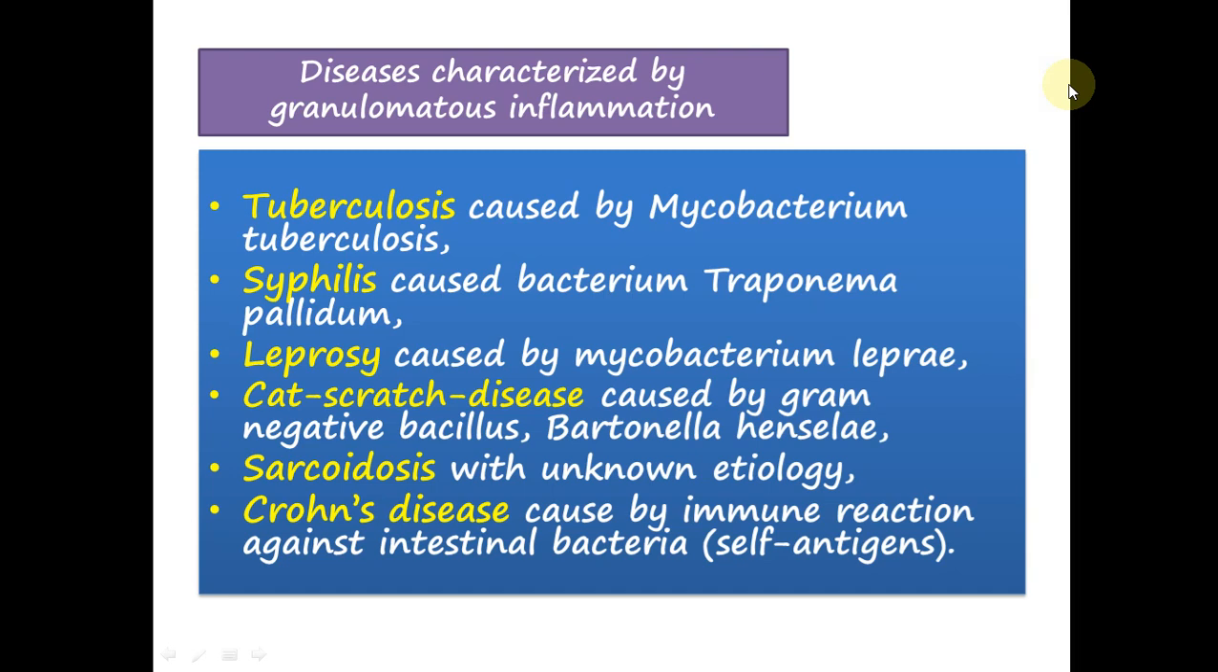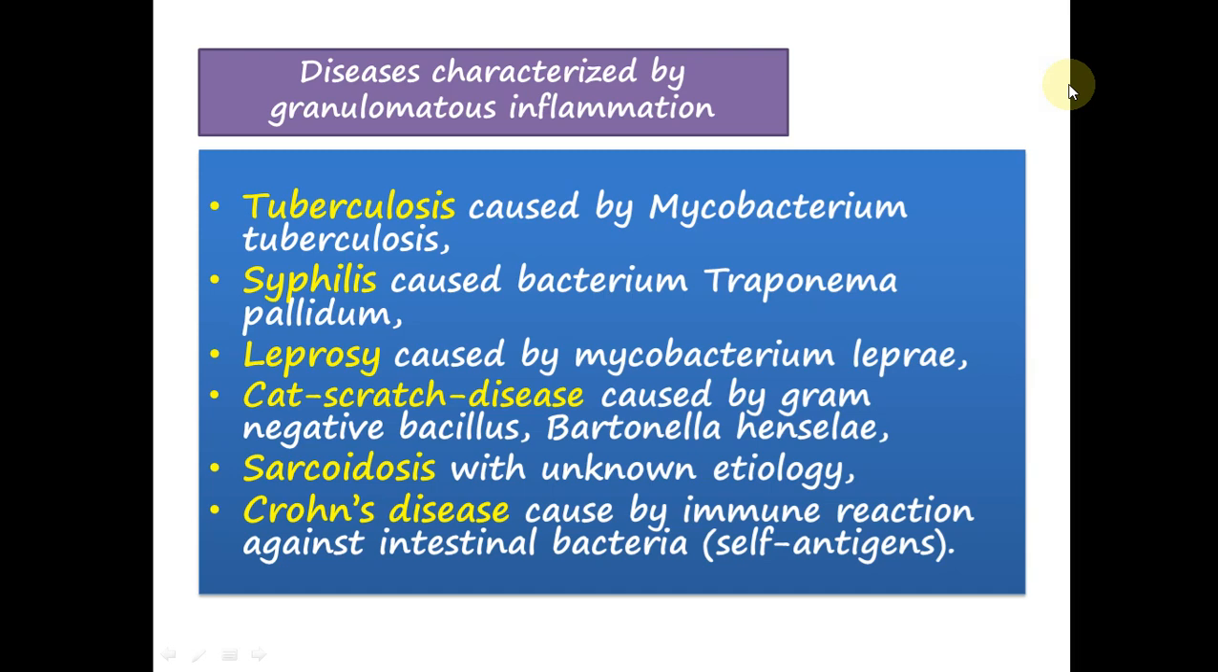The sixth type of granulomatous inflammation is Crohn's disease. Again, Crohn's disease is caused by an immune reaction against the self intestinal bacteria, which is the normal flora that exists normally in the large intestine. Crohn's disease is one of the two types of inflammatory bowel diseases. One is ulcerative colitis, and the other is Crohn's disease.